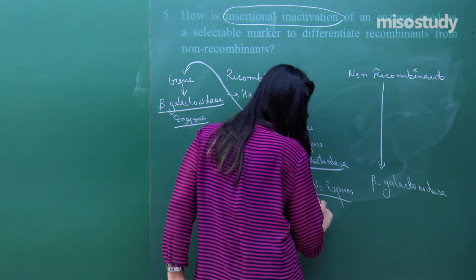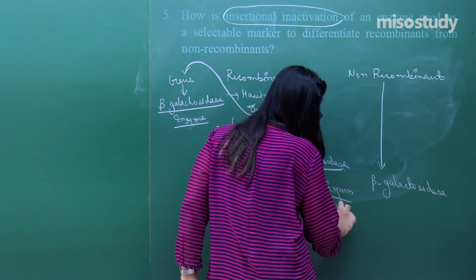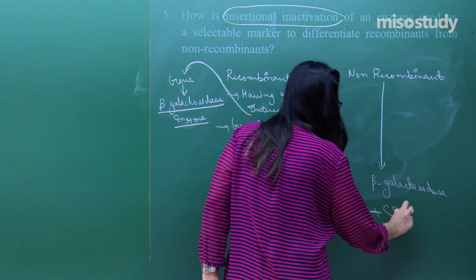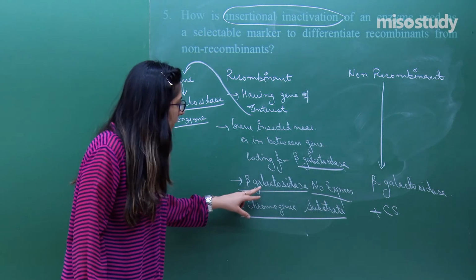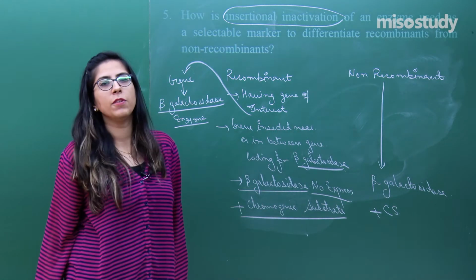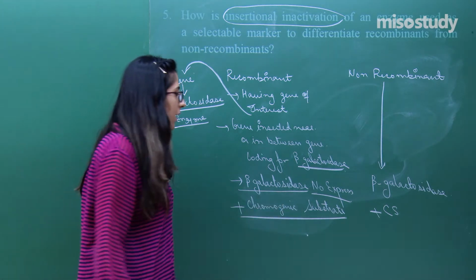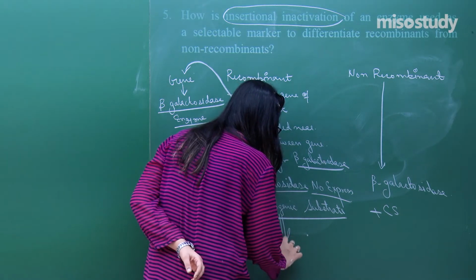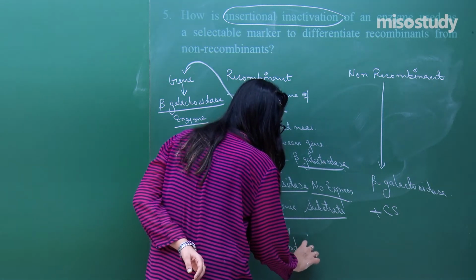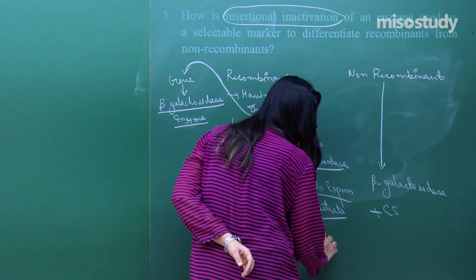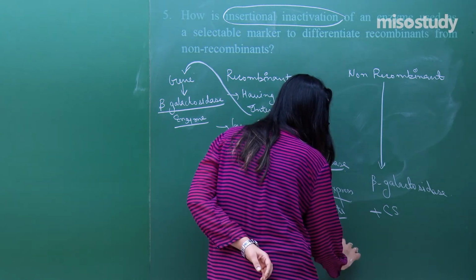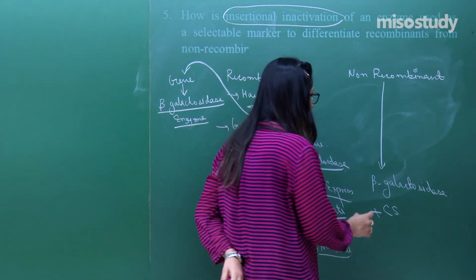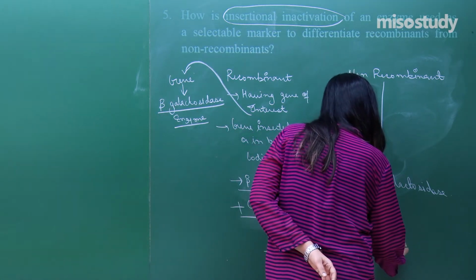Chromogenic substrate. In both the cases, this chromogenic substrate will be added. When beta galactosidase is added with a chromogenic substrate, the enzyme is there. In this case, the enzyme is not present, so no product will be formed, meaning no color formation will be there. No color. Whereas in this case, there will be a color formation.